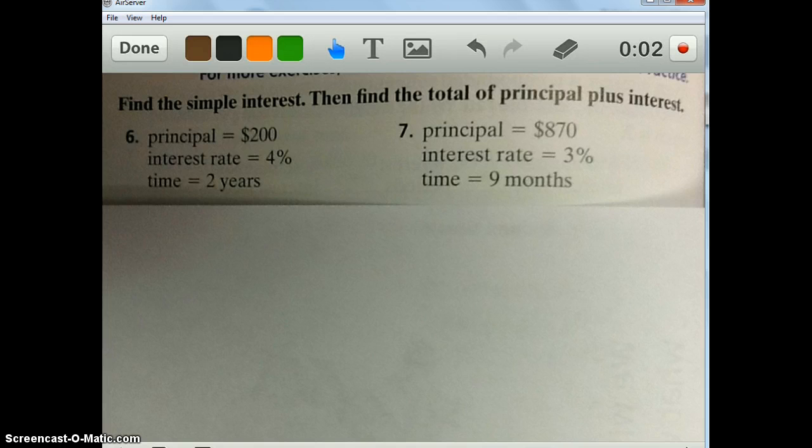So this first one, when I look at it, it says find the simple interest, then find the total principal plus interest. So there's two answers for every question here. So what I know, I'm just going to start with my formula. I know that simple interest, that's the part one. So simple interest means the principal times the rate times the time.